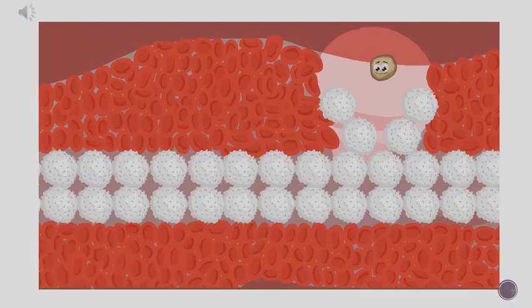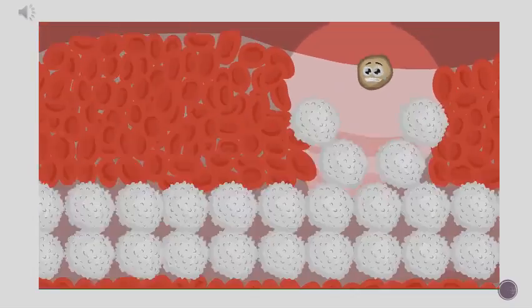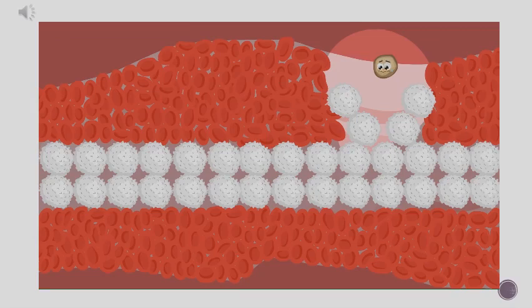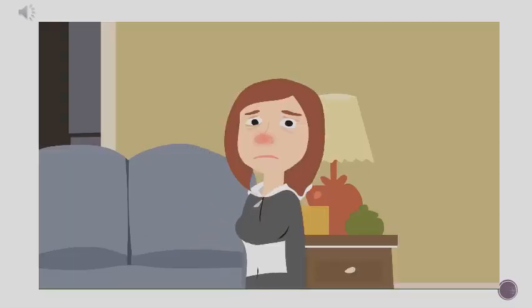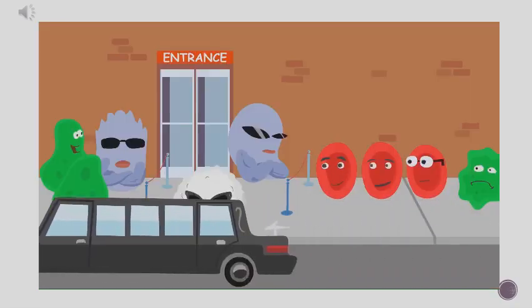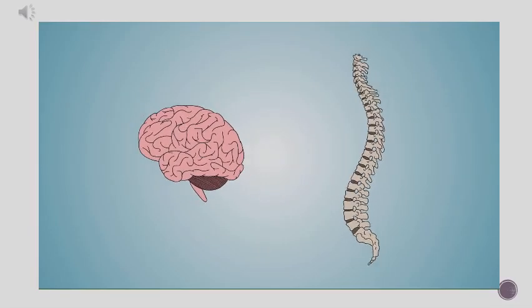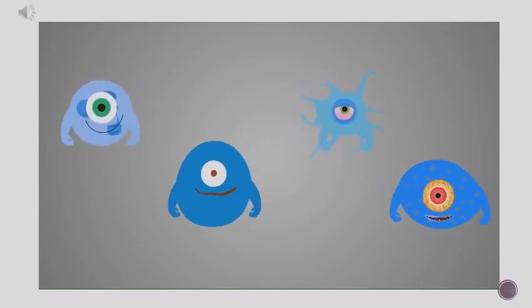Sometimes, however, the intruder may not be a germ, but rather a harmless thing like a dust particle. The body still causes a full immune reaction to this intruder, which is how allergic reactions occur. In the fortress of our body, the leukocytes are VIPs. They have an all-access pass to the body, except, of course, to the brain and spinal cord. Our leukocytes come in many types.